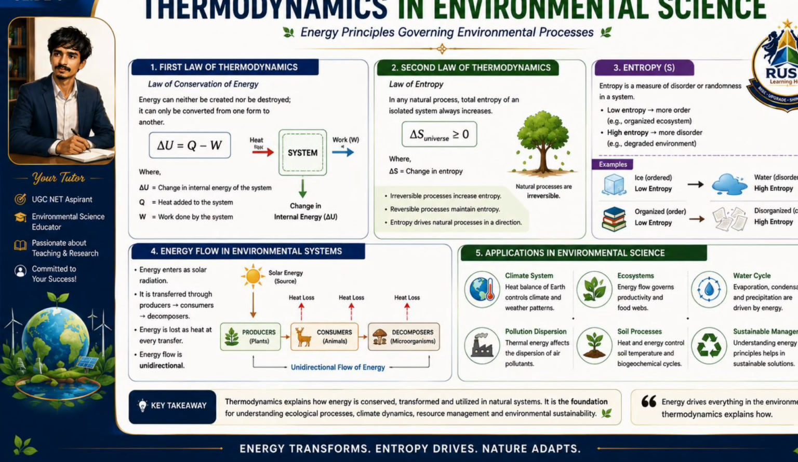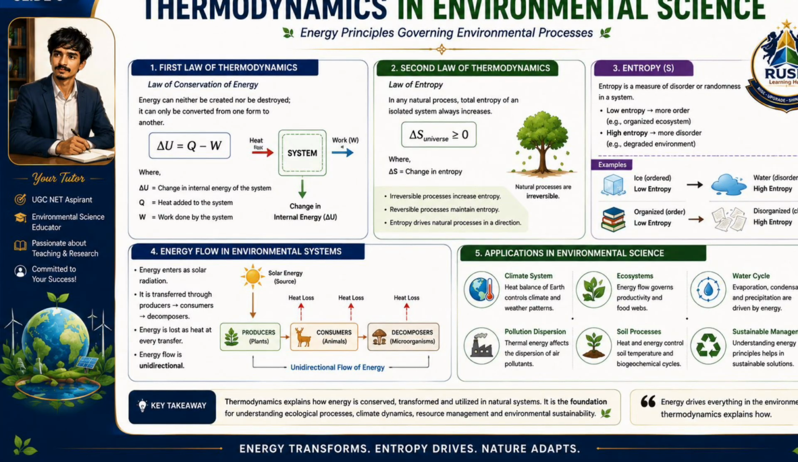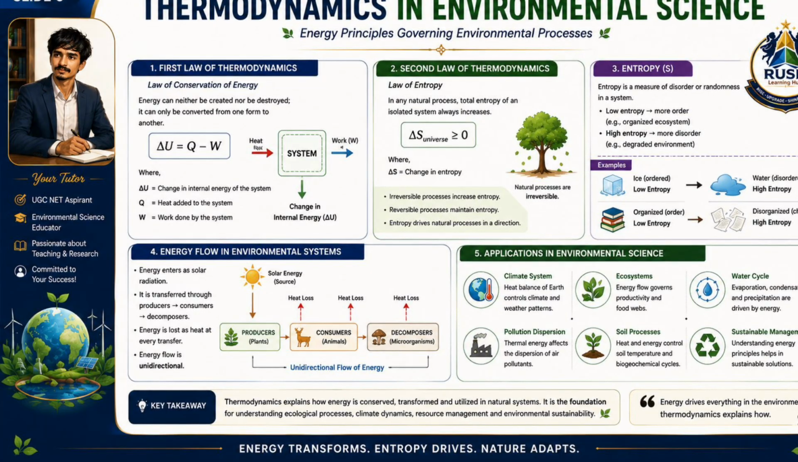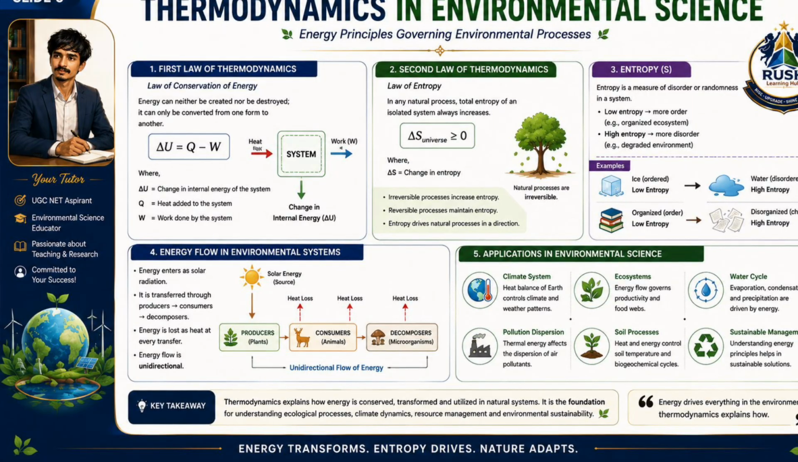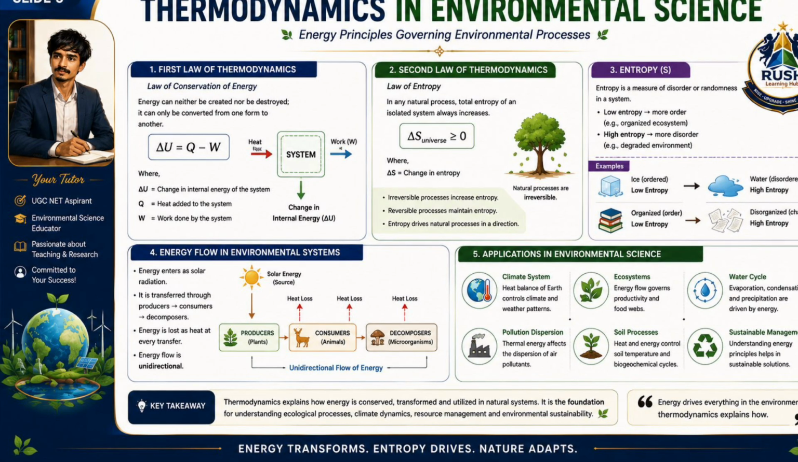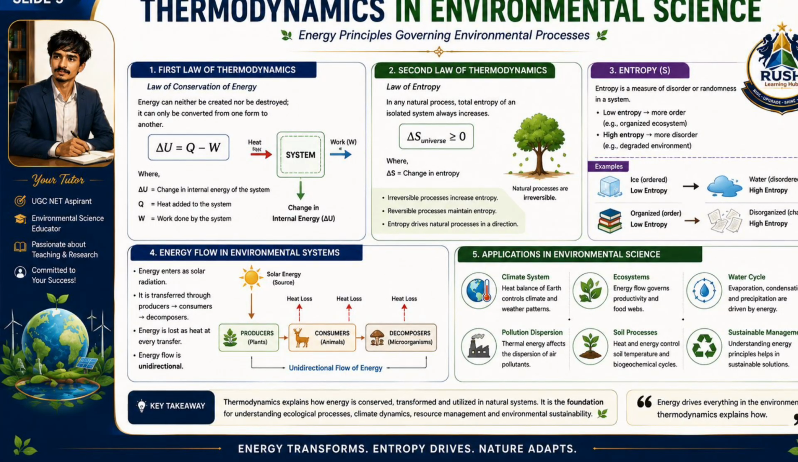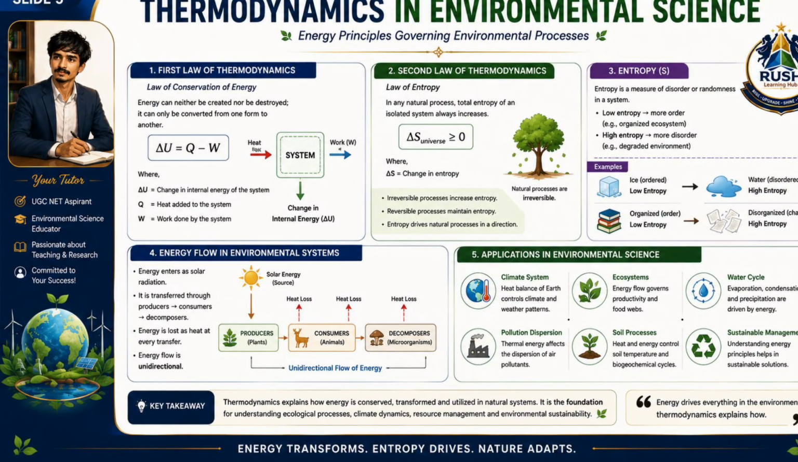Thermodynamics also helps us understand many environmental processes. Climate systems depend on the transfer of solar energy and heat balance within the atmosphere. The hydrological cycle operates through energy-driven processes such as evaporation, condensation, and precipitation. Soil formation, decomposition, nutrient cycling, and ecosystem productivity are all governed by energy transformations. In environmental management, thermodynamic principles help us evaluate energy efficiency, resource utilization, pollution control, and sustainable development strategies.